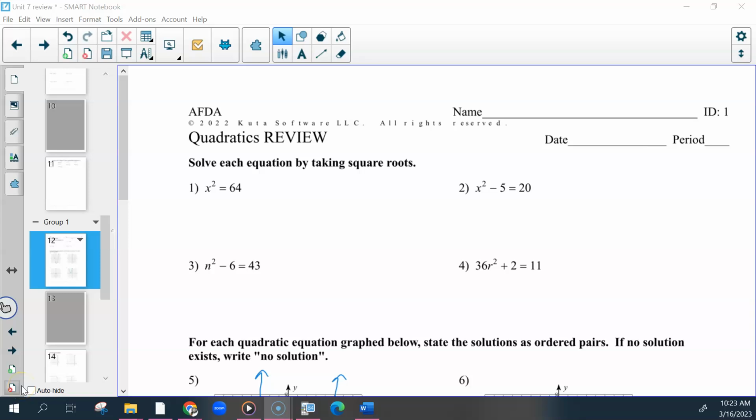Section, if you want to ask questions from one specific packet or the other, just say which one and what number.